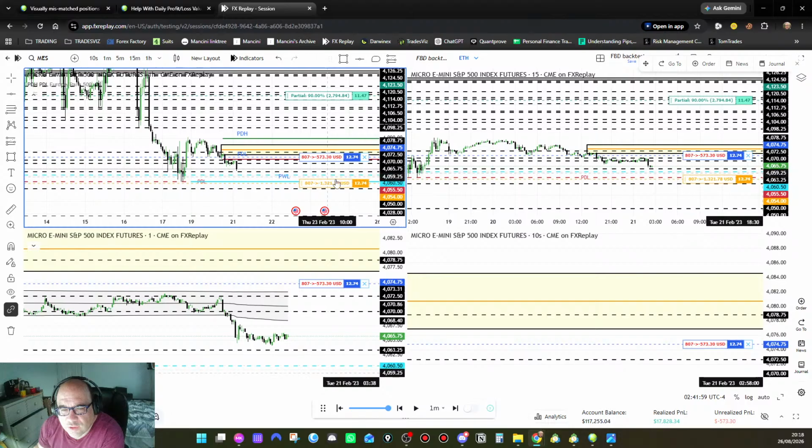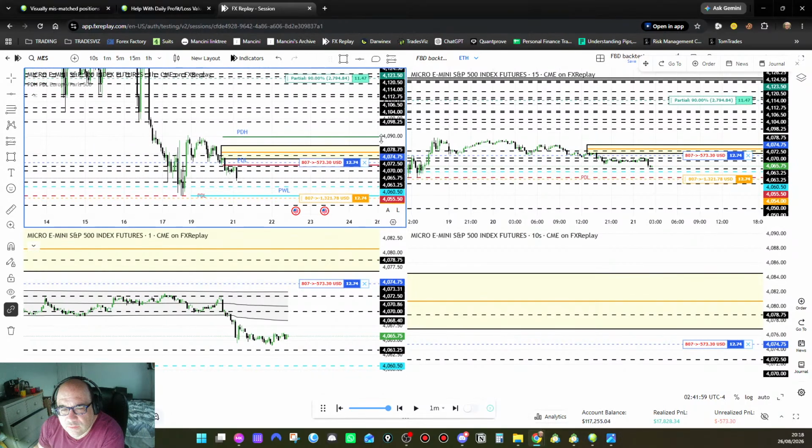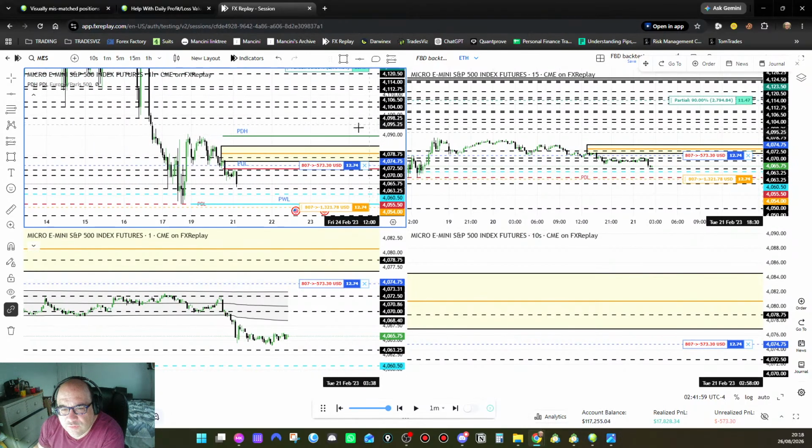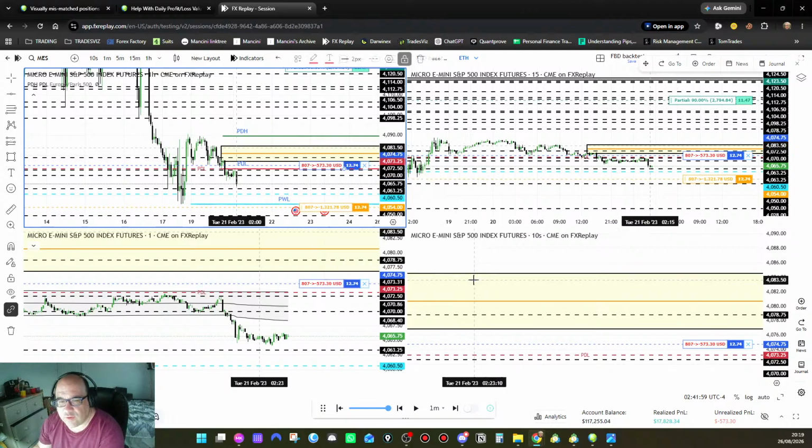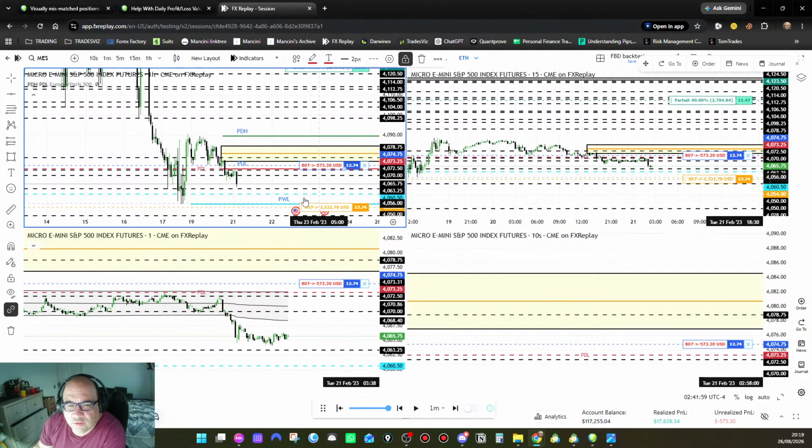So just to correct the previous day low. The previous day low now is here, at 4073.25. This is where the previous day low now is.